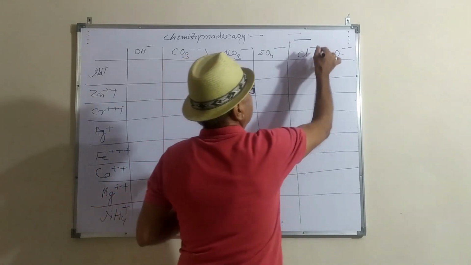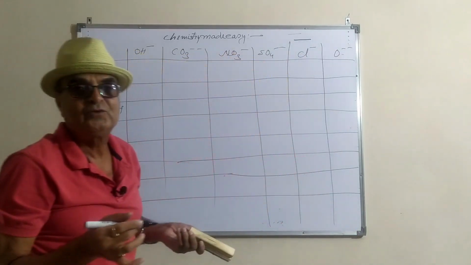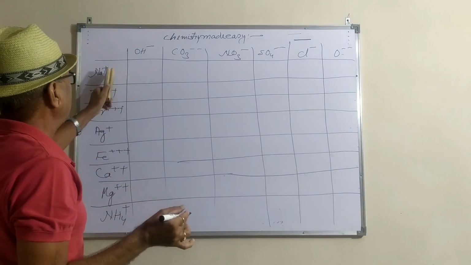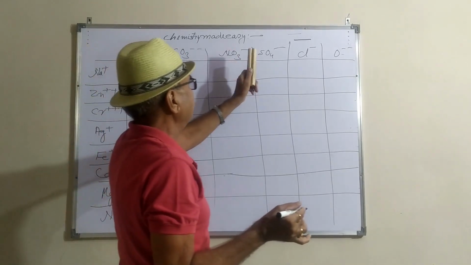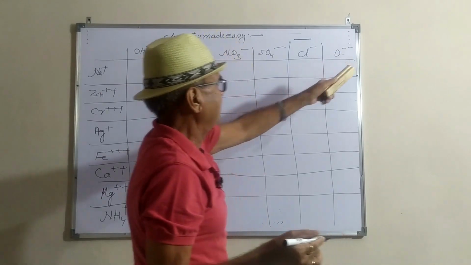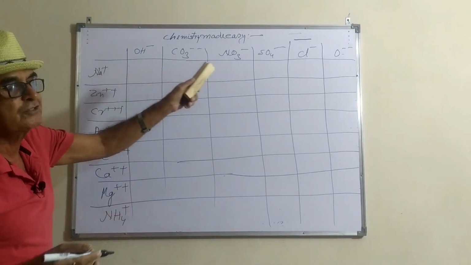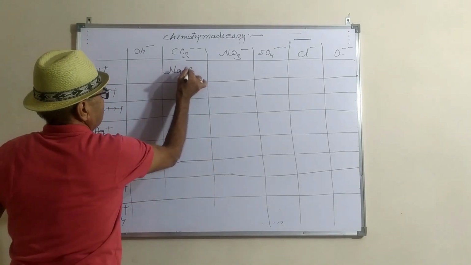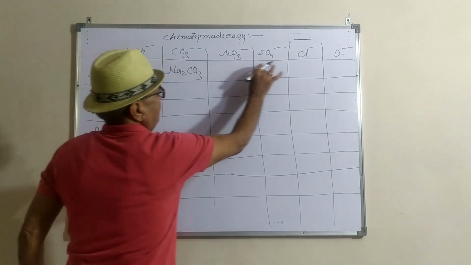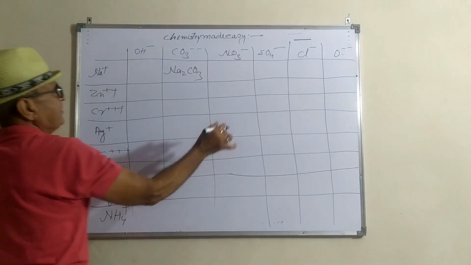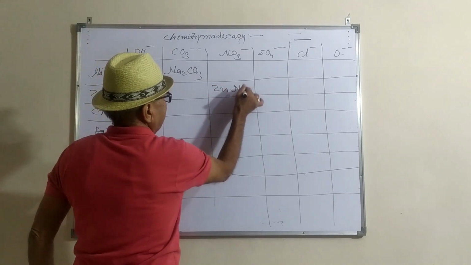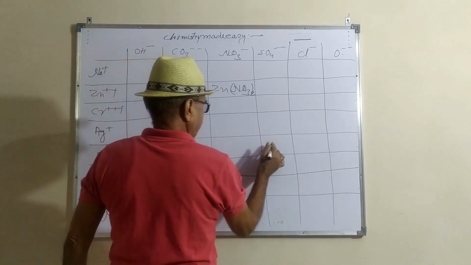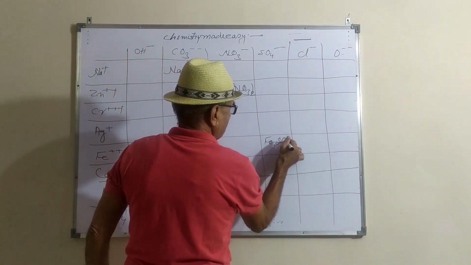Now what you have to do? For sodium, you will form all the compounds: sodium hydroxide, sodium carbonate, sodium nitrate, sodium sulfate, sodium chloride and sodium oxide. There will be 6 formulas of sodium. So you can write here like this, Na2CO3. The rest you will fill up all. Suppose this is Zn(NO3)2, Zn(NO3)2. In the same way, Fe2(SO4)3.